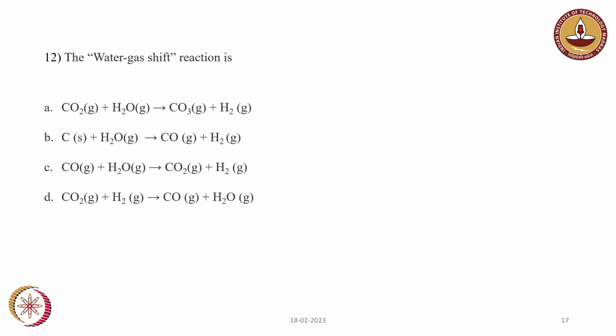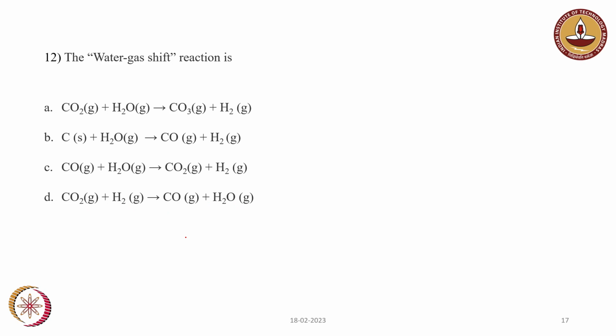So the next question is water gas shift reaction is given by A, CO2 plus H2O giving CO3 plus H2, B is C plus H2O giving CO plus H2, and C is CO plus H2O giving CO2 plus H2, and D is CO2 plus H2 giving CO plus H2.